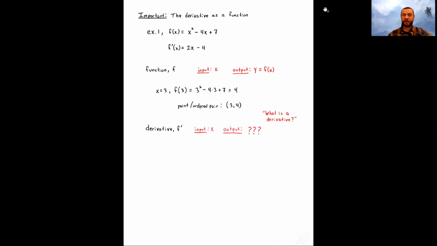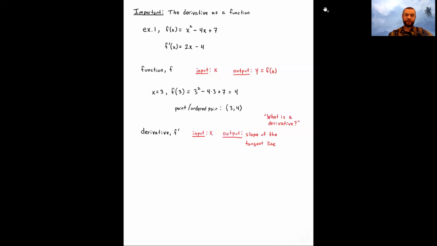The basic answer I want to give, the one that's most general and applicable early on within calculus, is that a derivative represents slope of a tangent line. So for this function, f prime, we input a real number, x, the x-coordinate. The output is not a y-coordinate. The function f, the regular original function, gives you as output the y-coordinate. The derivative f prime, interpreted as a function, the output of that is the slope of a tangent line at that specific x-coordinate.